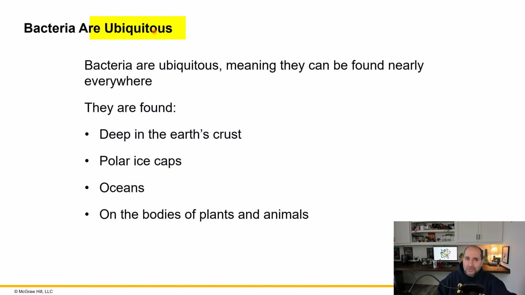Now, one thing about bacteria that you should understand as a microbiology student is that bacteria are pretty much ubiquitous. Ubiquitous is a fancy term for everywhere. Bacteria are everywhere. They can be found everywhere on the planet. We're talking deep in the Earth's crust, at the polar ice caps, the oceans, on your body, on the bodies of plants and animals. Pretty much every surface on the planet has bacteria that you can find. And so bacteria are ubiquitous.